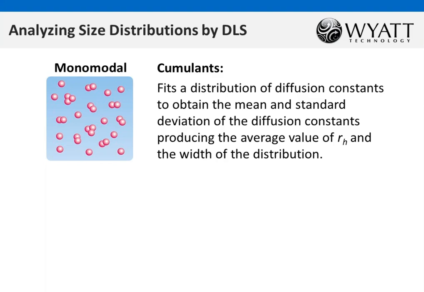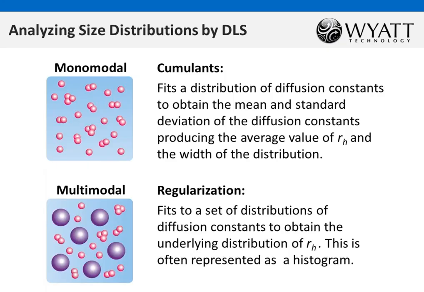This analysis requires that the sample of interest only has a limited polydispersity, for example, a protein monomer and its oligomers, or a polydispersed nanoparticle. Multimodal size distributions consist of several species with vastly different sizes. For example, small proteins containing aggregates in the hundreds of nanometer size range.